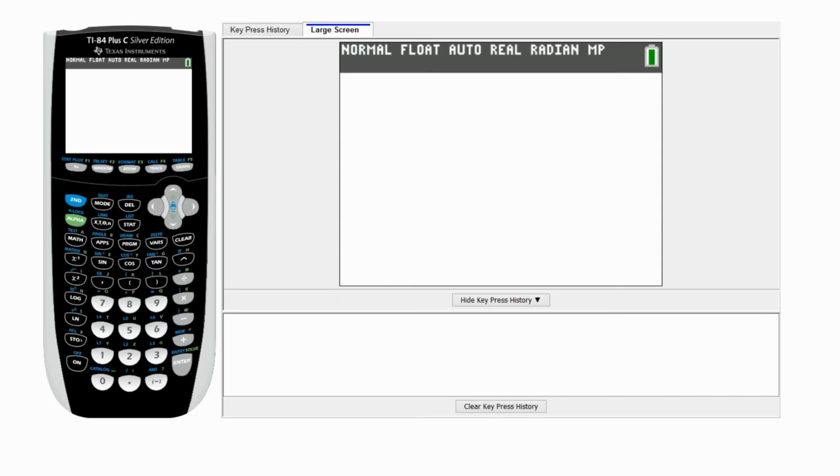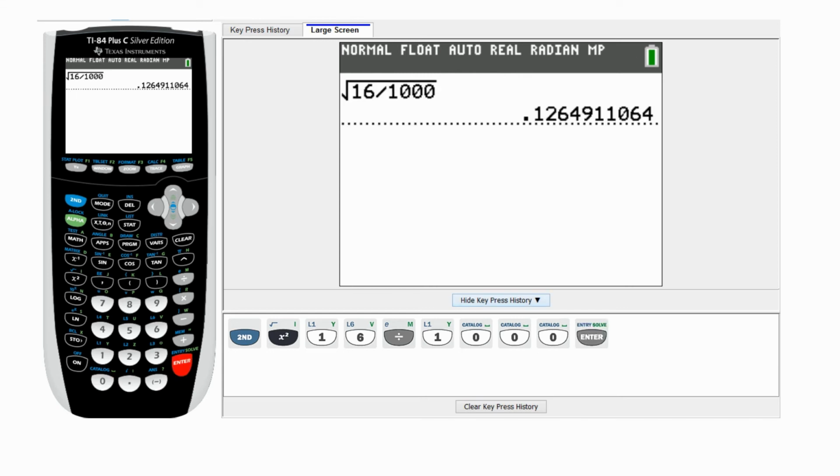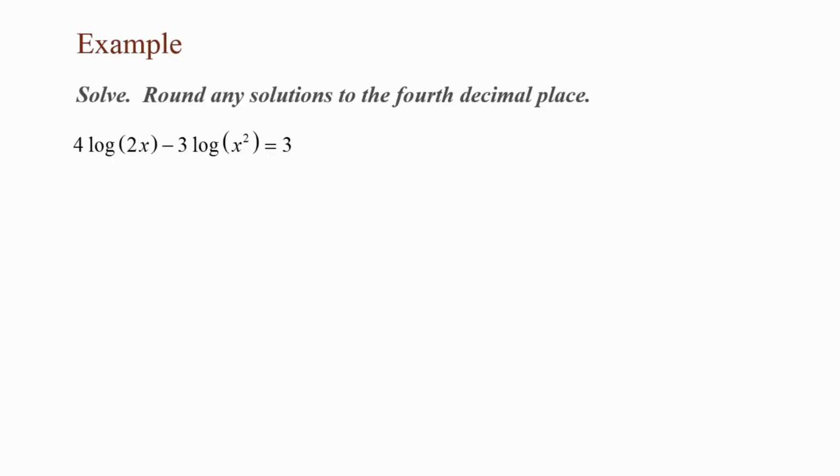Calculating. Second, x squared for my square root. 16 divided by 1,000. Enter. 0.12649, which rounds to 0.1265. So x equals 0.1265.